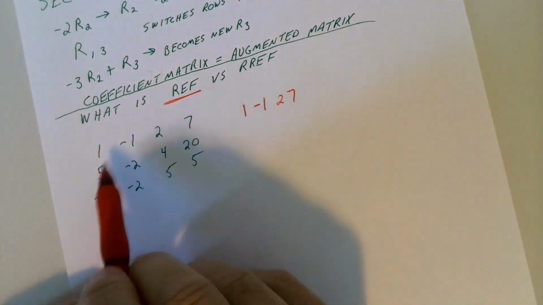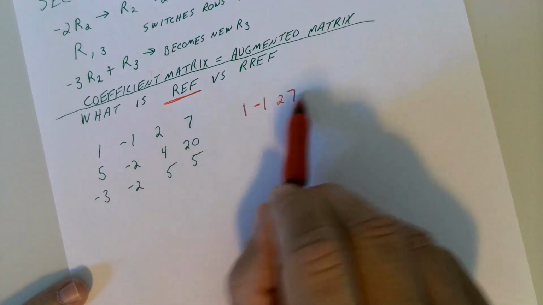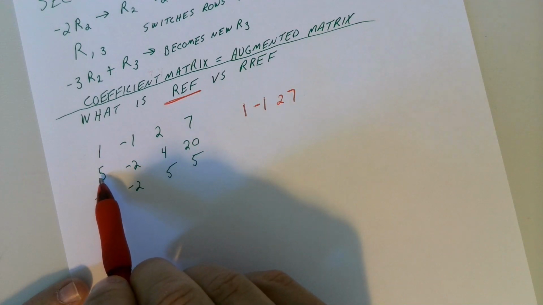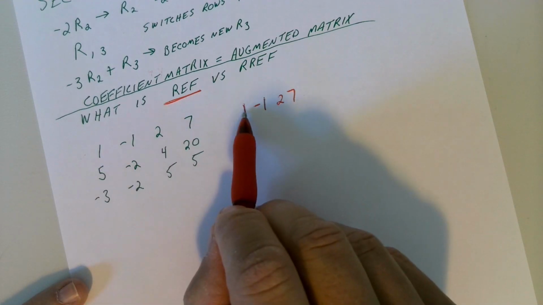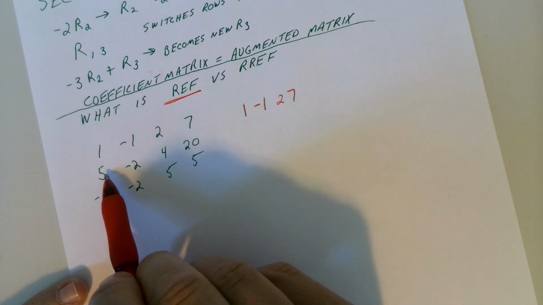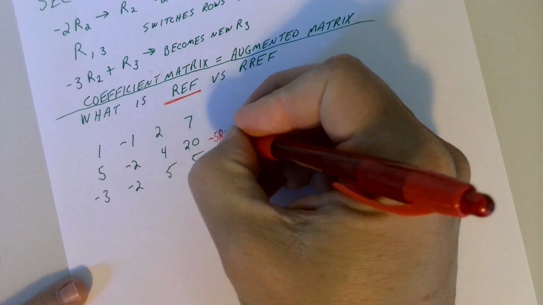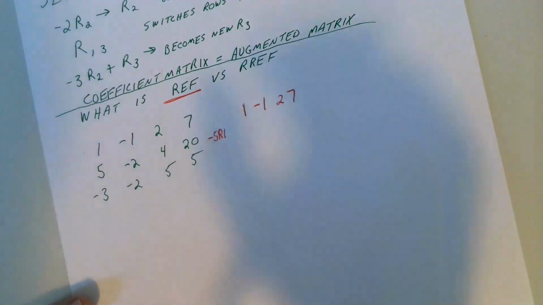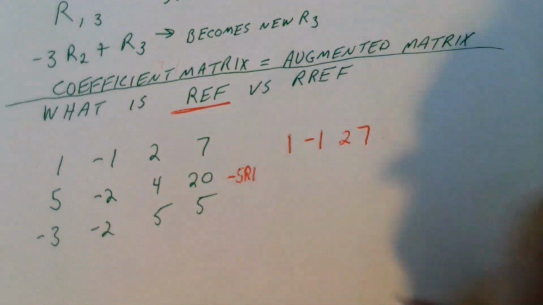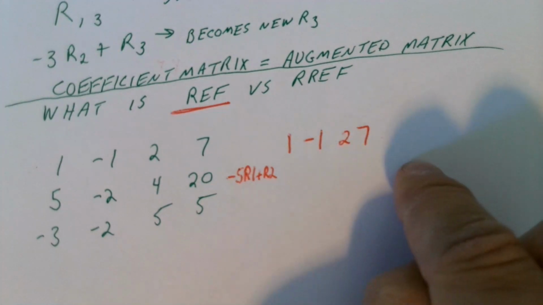Then I'm going to say, hey, in order to kill off this 5 right here, because remember I want it to be a 0, what would I have to multiply this row by to add to this row to kill off that 5? Well, if you said 5, if I multiply this by 5, 1 times 5 is 5, and if I add 5 and 5, I actually get 10. So I need it to be a negative 5. So I'm going to do negative 5 times row 1, and that's what my little notation looks like. Negative 5 times row 1. And I'm going to add it to row 2. And I'm going to put those numbers right here.